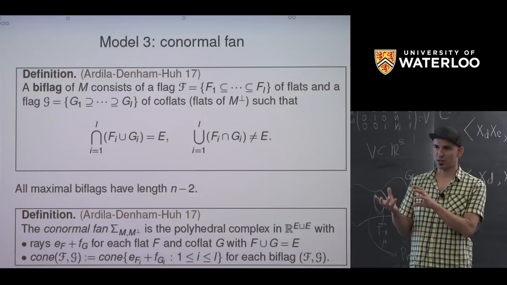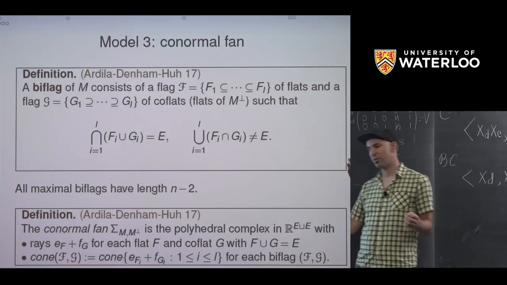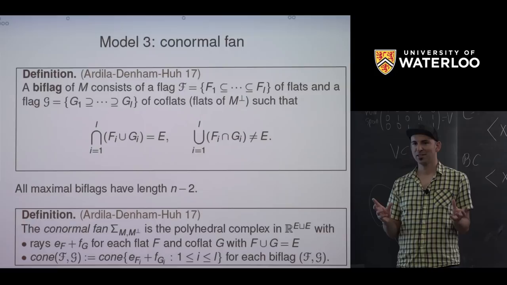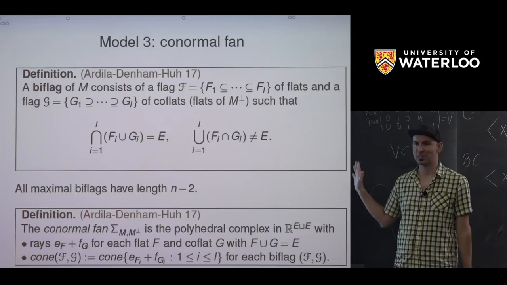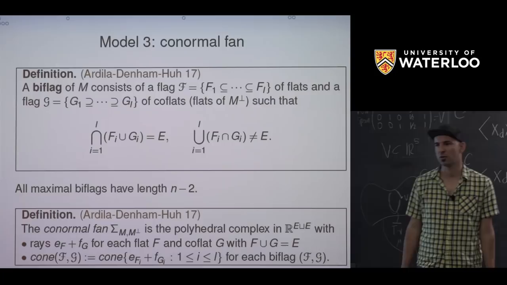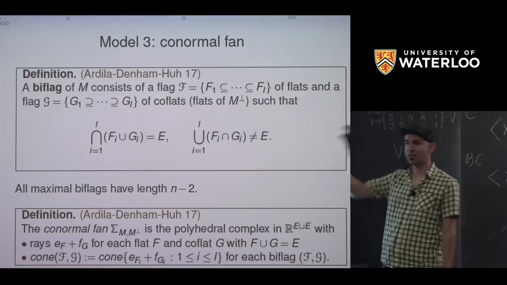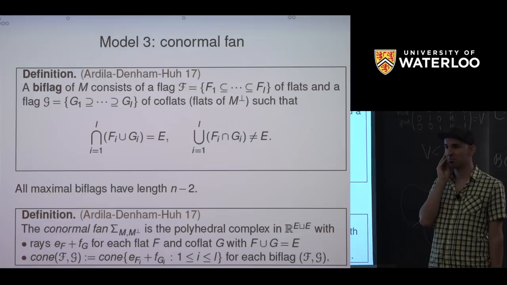In this model, this fan, as far as I know, is not so intimately tied to a poset, or if it is, we haven't figured it out yet. My impression is that there's a lot of rich combinatorics, and that it feels like we're only scratching the surface of something that needs to be looked at more closely. Actually, once I wrote biflag this morning, I thought, okay, is there a lattice of biflags or something? Maybe there is, but we don't have that at the moment.